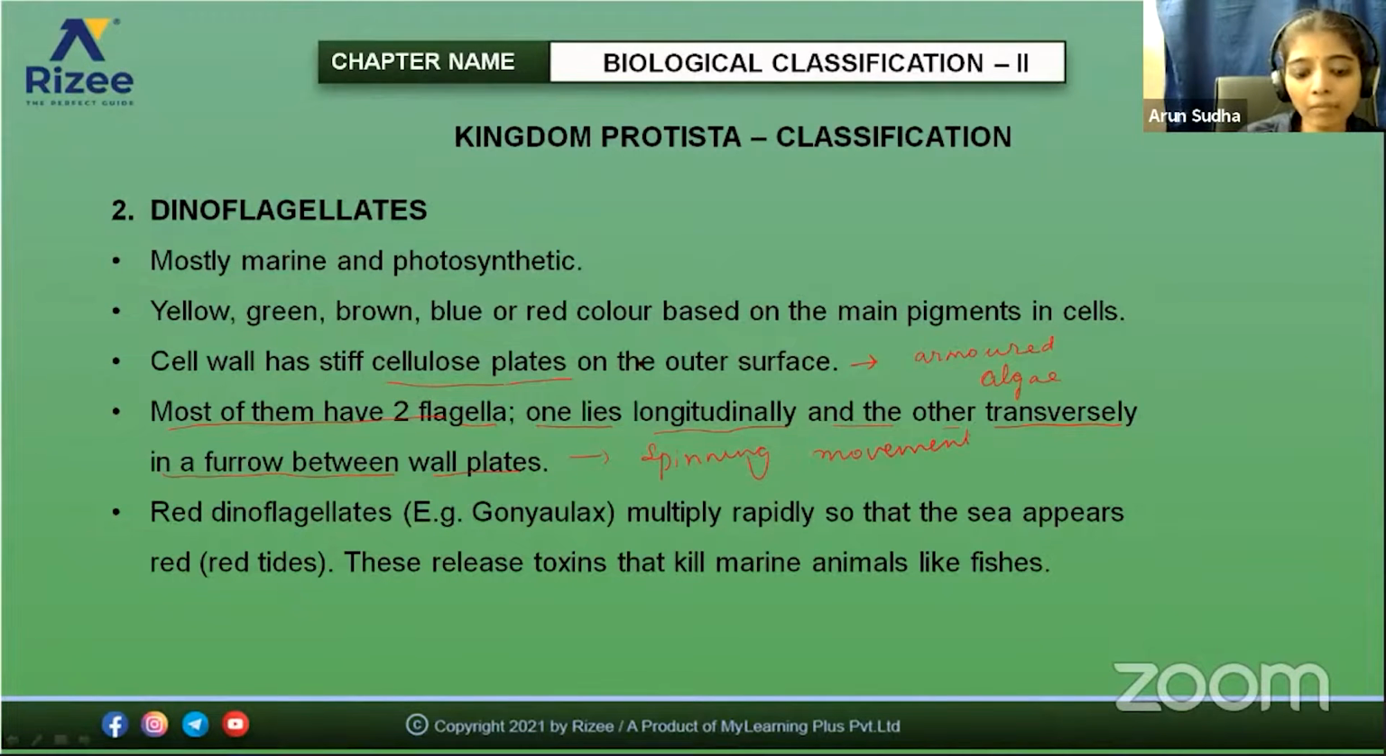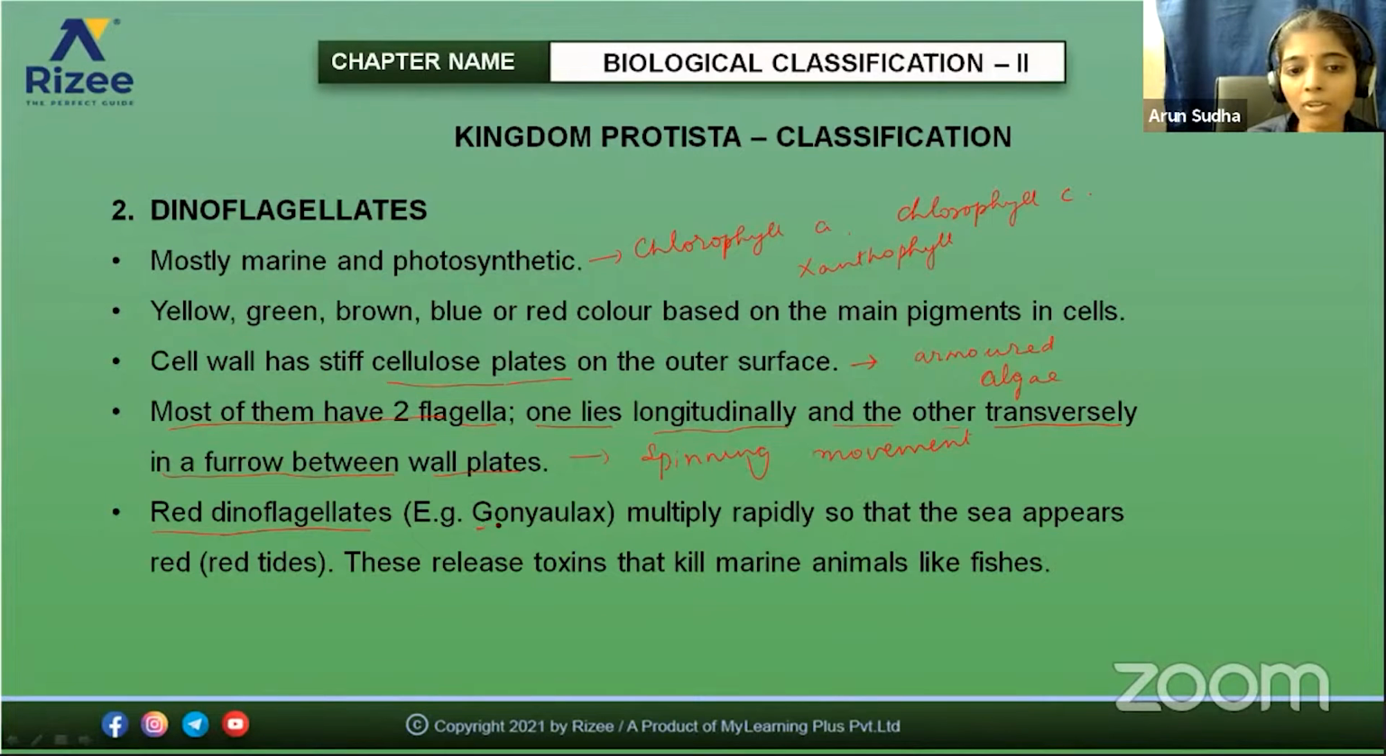They are mostly marine and photosynthetic, due to the presence of pigments chlorophyll A, chlorophyll C, and also xanthophyll. So they are mostly photosynthetic, and the color is mainly due to the presence of these pigments in the cell. They have the stiff cellulose plates on the outer surface, so they are also called armor algae. Most of them have two flagella, and because of that they show spinning movement. And red dinoflagellates. So what are these red dinoflagellates?